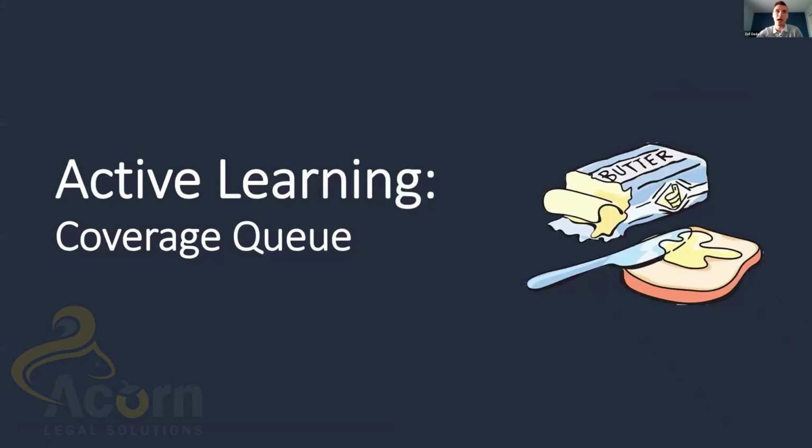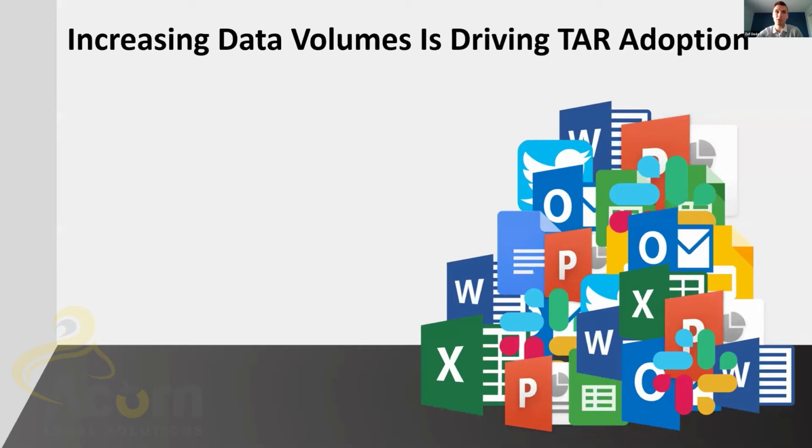Let's take a look at active learning. Active learning here at Acorn is what we pride ourselves heavily on. This is something that we like to call our bread and butter. And the reason why is because we're seeing a larger adoption due to data volumes. Data volumes continue to increase.